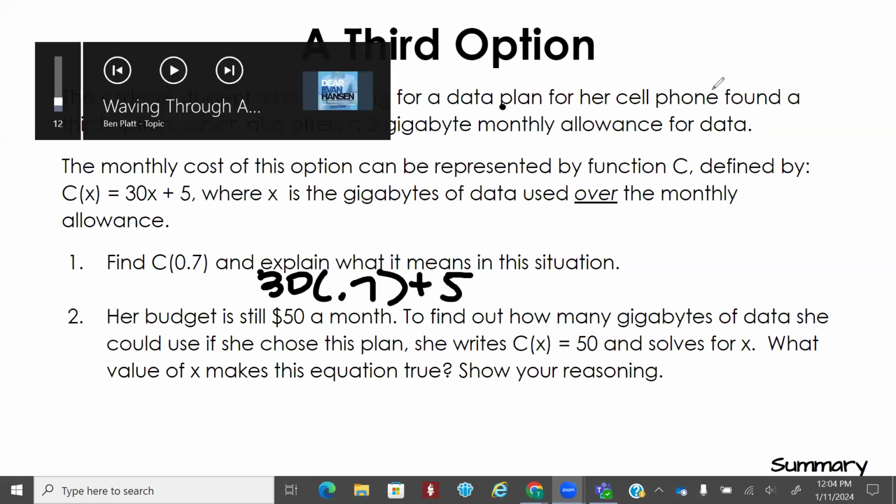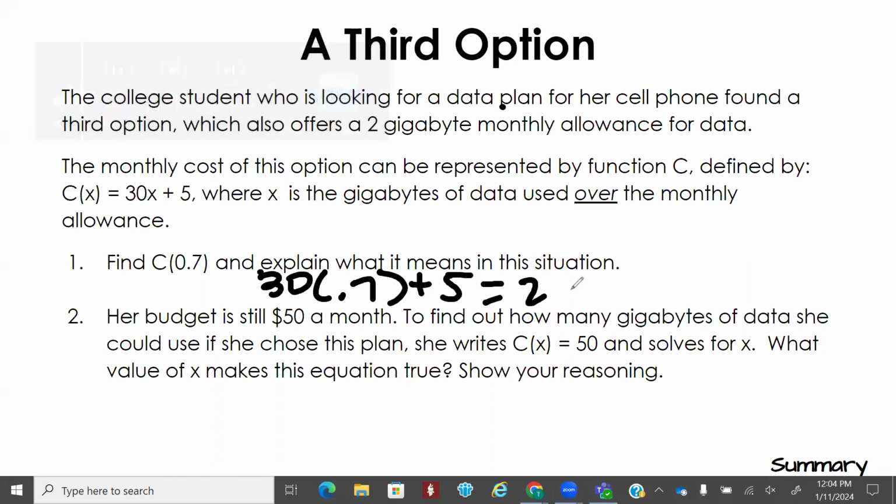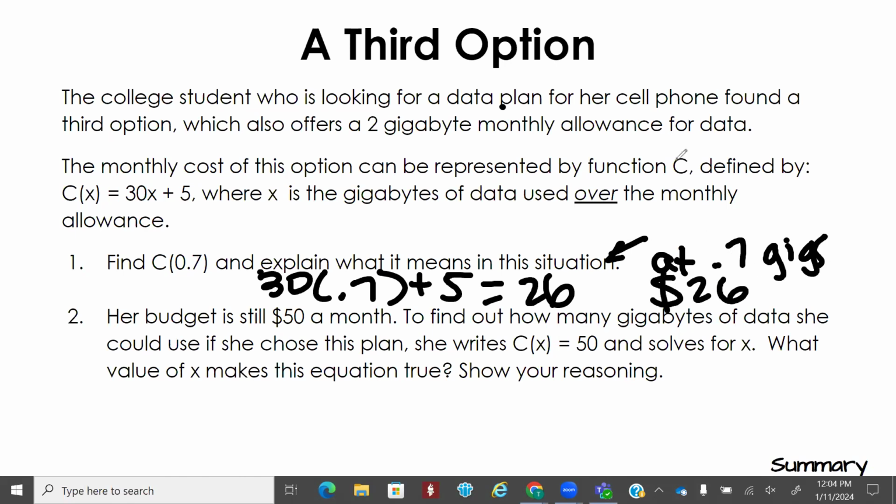When I plug this in, what do you get? We're on that one sheet, the one that we were working on, yep, on the very back page. You get 26. So, my people who struggle with this question, what does this mean in this situation? So it means that at 0.7 gigabytes, it costs $26.